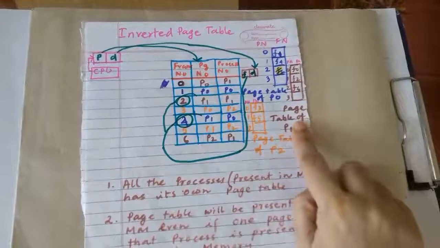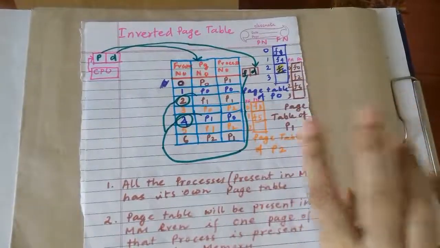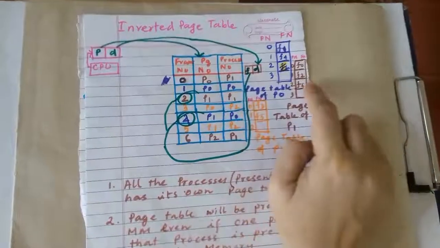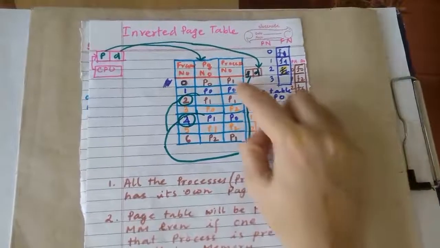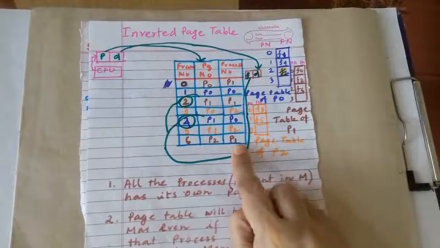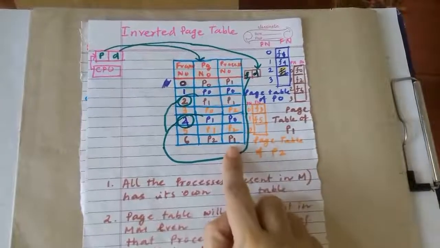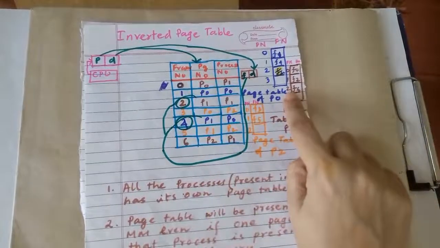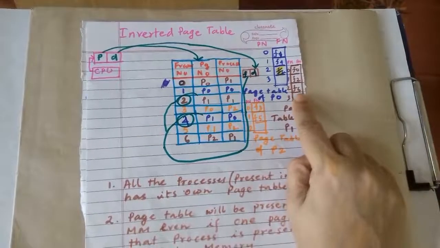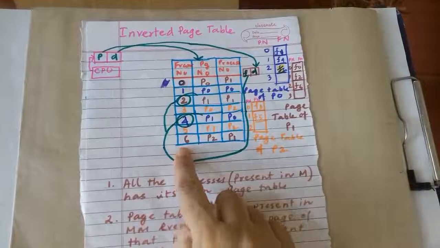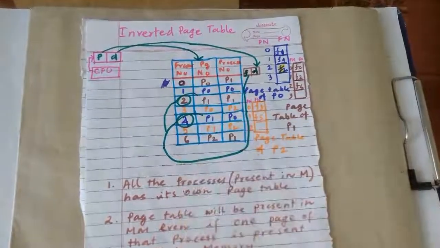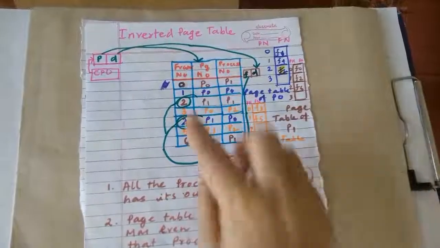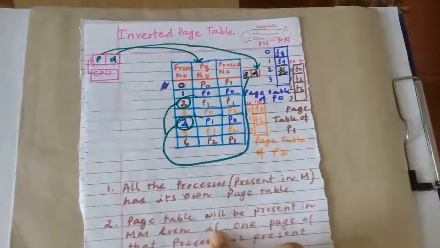I have used coloring to make our concept clear. As we have given P1 as brown, P1 is brown here, and here also again brown. So you can understand that for process P1, page number 2 is present in frame number 6. So here we can give 1024 entries, and if all are filled with some pages, then all entries will be there.